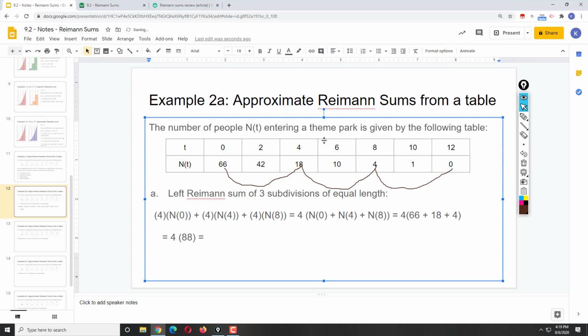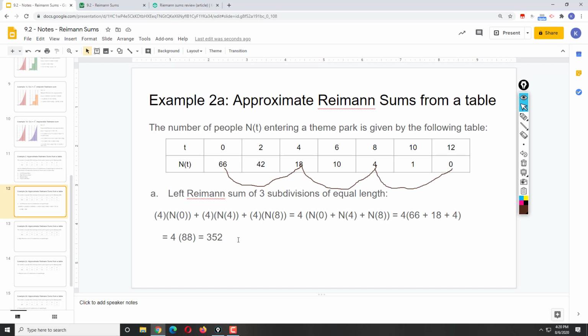So we want 4 times 88. Well, 4 times 100 is 400. 88 is 100 minus 12. 4 times 12 is 48. So 4 times 88 has to be 352. So the left Riemann sum is going to be 352.